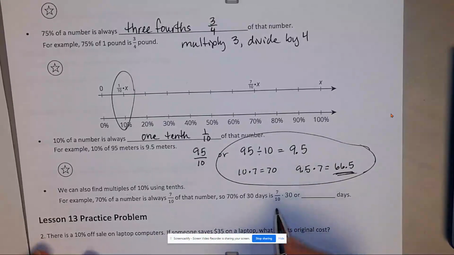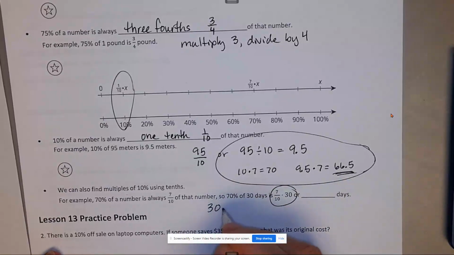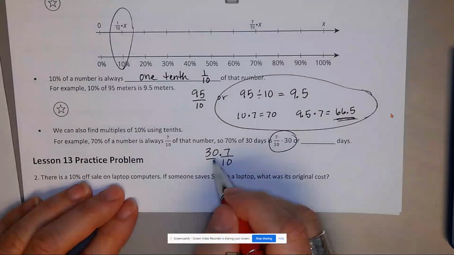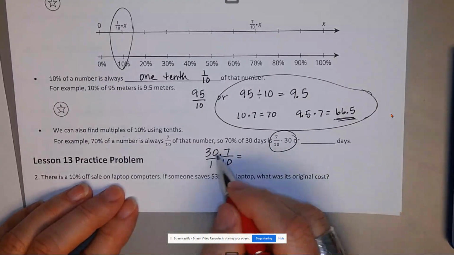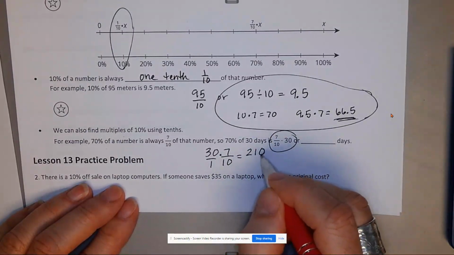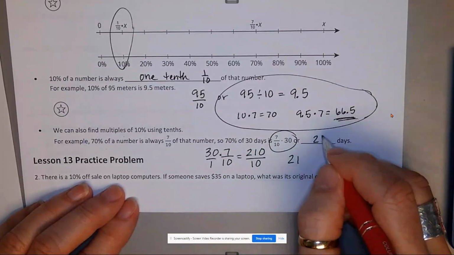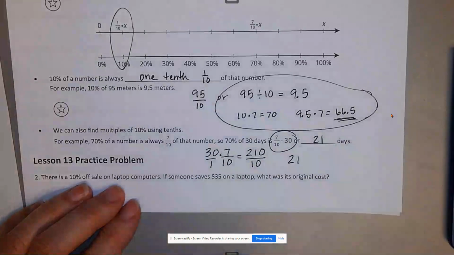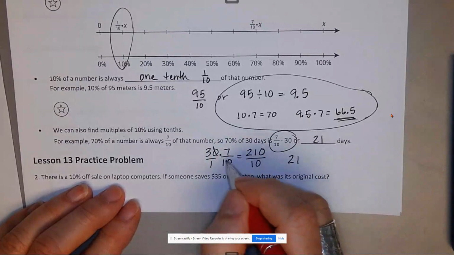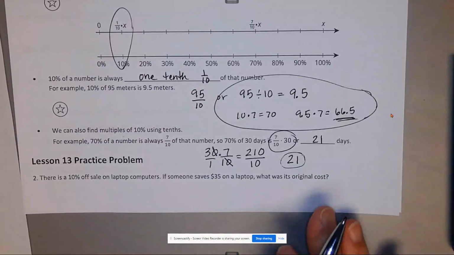If we want 70% of 30 days, we multiply by 7/10. 30 times 7 over 10. Remember, use your invisible 1, multiply straight across. 30 times 7 is, well, 3 times 7 is 21 with a 0. Divide by 10 gives us 21 days. Okay. Now, some of you are going to start to pick up on this: if you divide by 10 on top, you divide by 10 on bottom, you get straight across to the answer of 21.